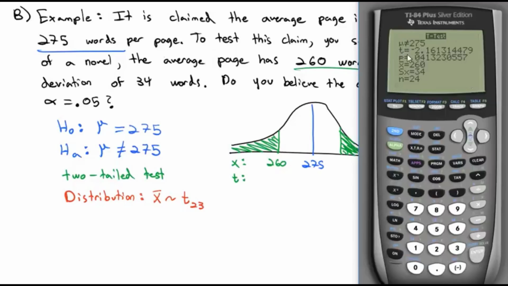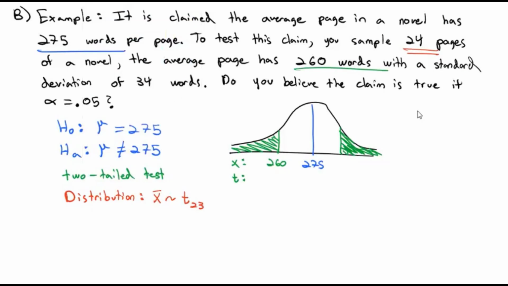When we do, you'll see the calculator gives us several things, but what we're interested in most is t and p. T, the test statistic, is negative 2.16, and p, the probability the null hypothesis is true, given our sample, is 0.0413. So let's record that. Our test statistic is t equals negative 2.16. We can add that to our picture to the left of 0. And the p-value is 0.0413.